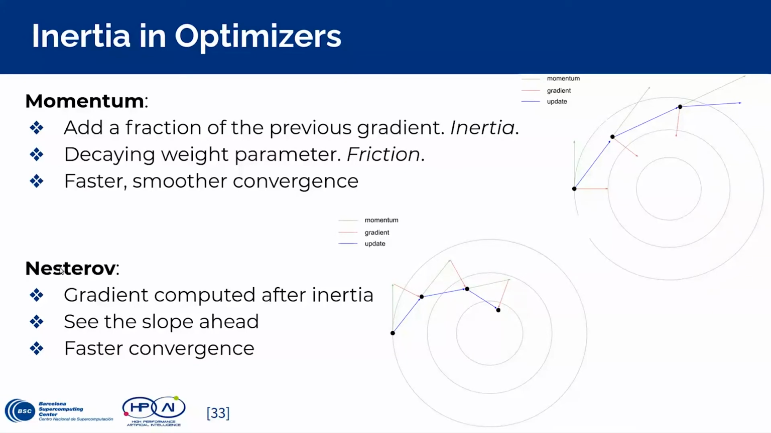Then we have a second type of momentum, which is Nesterov momentum, which is essentially very similar, but instead of computing the new direction on top of the other, we compute them both at the same time. So it gives a more closed inertia feeling.